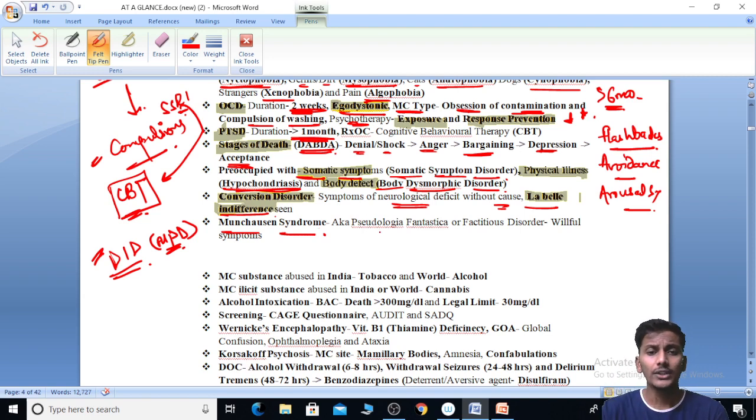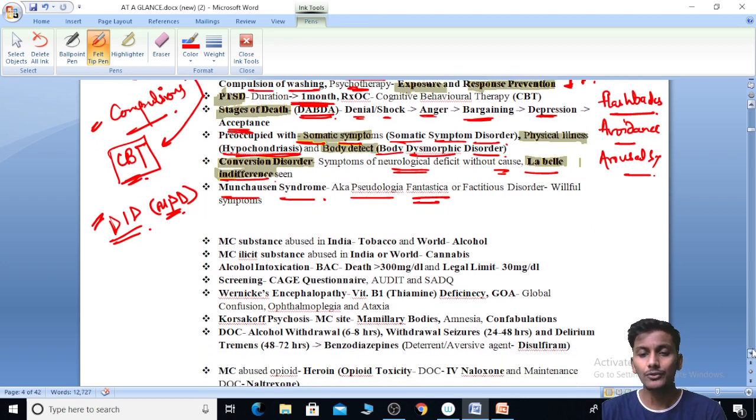Munchausen syndrome. Okay, so Munchausen syndrome is also known as pseudologia fantastica. It is also known as factitious disorder, where the person would generate the symptoms willfully. He will generate them himself. Okay, so there is willful production of the symptoms just to get medical attention. He wants medical attention, that is why he keeps doing something or the other himself.